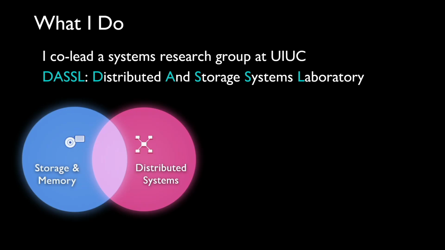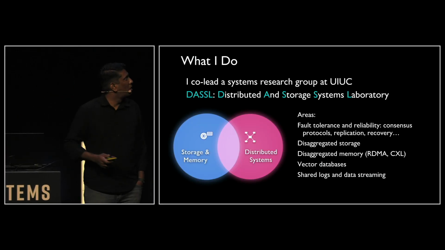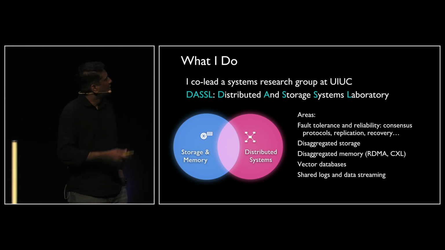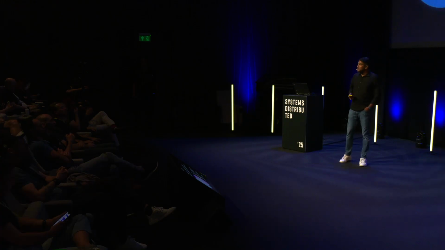Unsurprisingly, we have two main directions in our group: memory and storage systems, and distributed systems. The areas that we focus on are fault tolerance, replication, reliability, and more recently resource disaggregation, including storage disaggregation and memory disaggregation based on RDMA or the more recent CXL technology. We have also started to look at vector databases, shared logs, and data streaming systems.